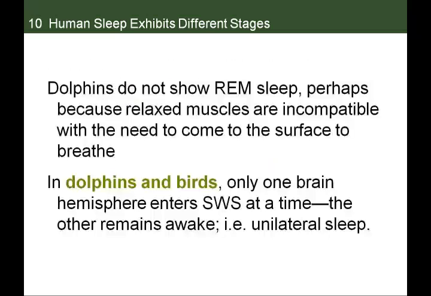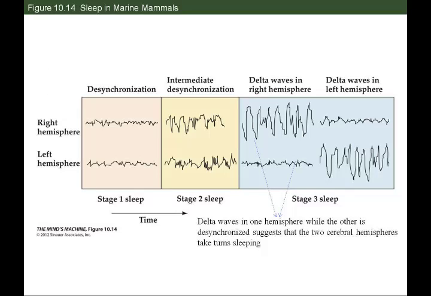Okay, let me show you what this unilateral sleep looks like if we're recording electrical activity. The top panel is the right hemisphere. The bottom is the left hemisphere. When we're awake, or in stage 1, the brain is pretty much desynchronized. As the person goes into slow wave sleep, stage 3, the brain becomes synchronized. In humans and animals that are not at risk, both hemispheres will go to sleep at the same time. Both hemispheres will show delta waves at the same time.